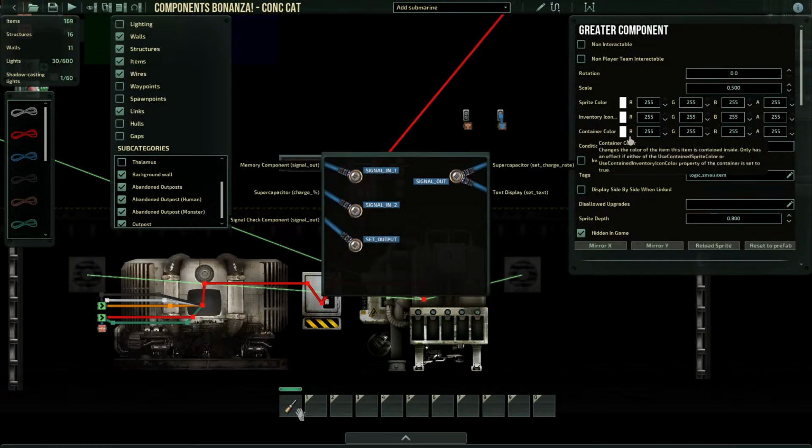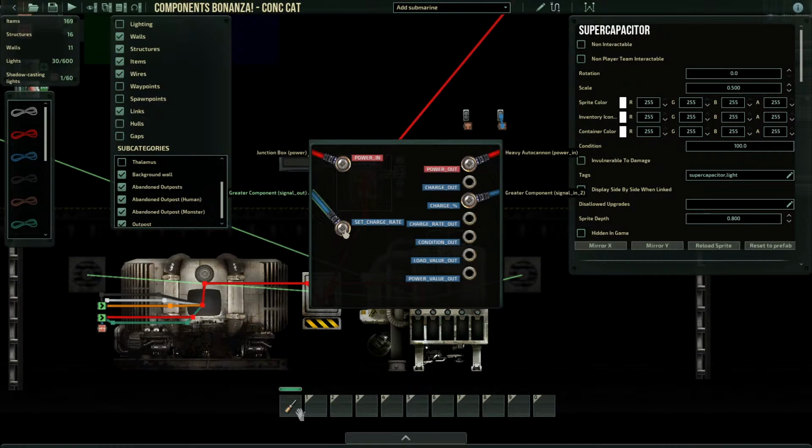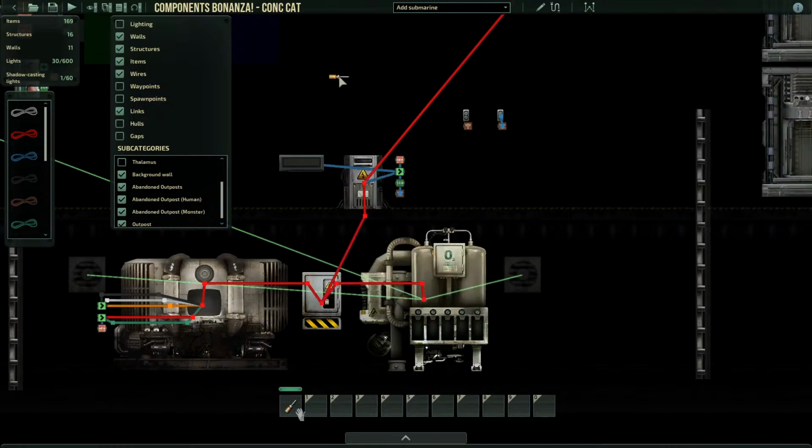So when this greater than component is tested against the supercapacitor charge percent, if the charge is less than 50, then the signal check output is sent to the supercapacitor's set charge rate. Now, a recent update said that if you charge these things at anything higher than 70%, they start to take damage. So we don't want to charge our supercapacitors higher than 70%, usually. There are, however, situations where you're going to want that extra charge percent, like if you're facing a really big problem like a Moloch or an Endworm.